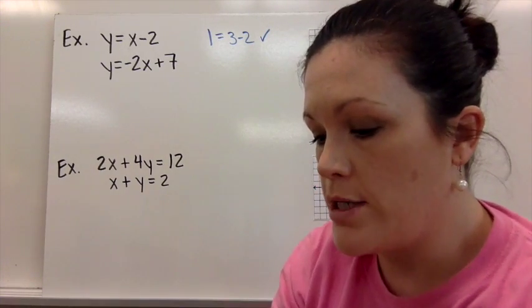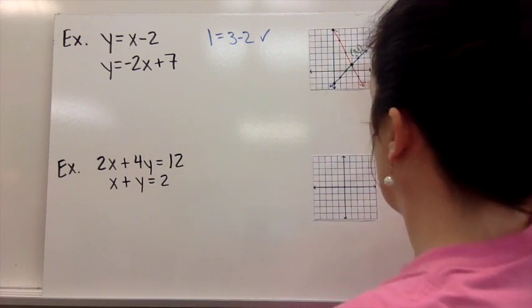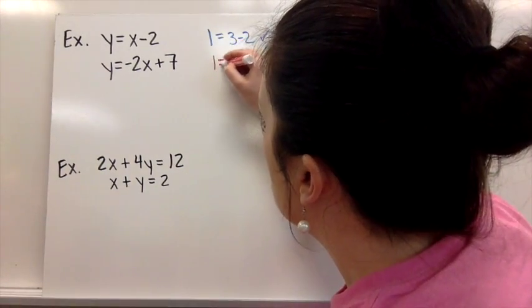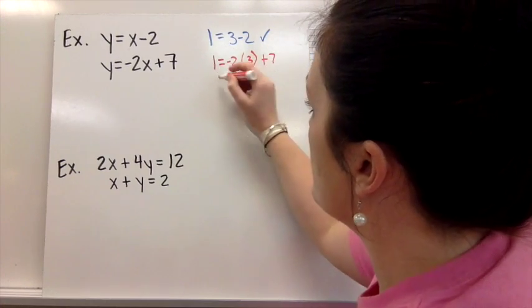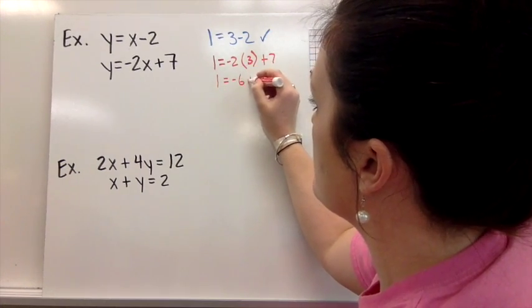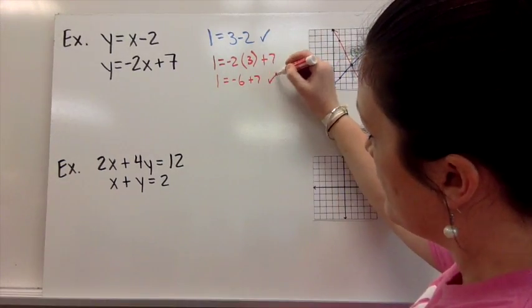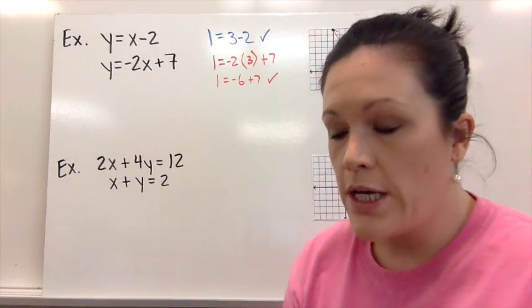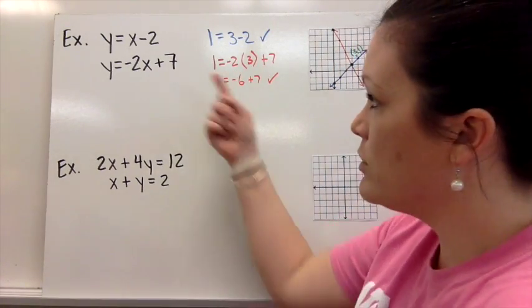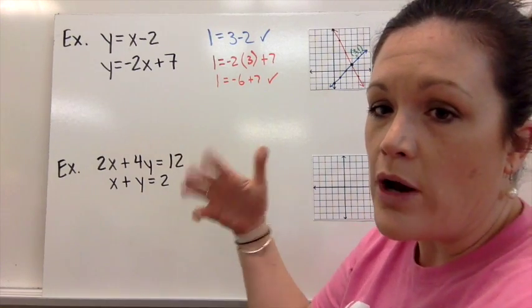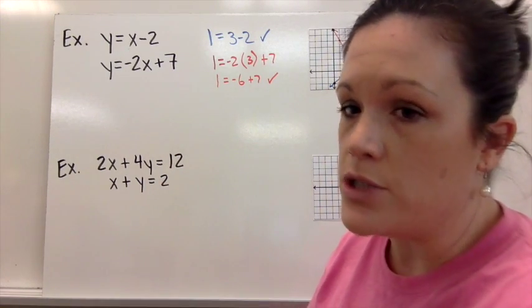In the second equation, let's plug it in as well. So we have 1 for the y, -2 times 3 for the x plus 7. So is 1 equal to -6 plus 7? And the answer again is yes. So when you're checking your answer for a system of equations, you want to plug the solution into both of the original equations or however many you're given, but usually it's 2.